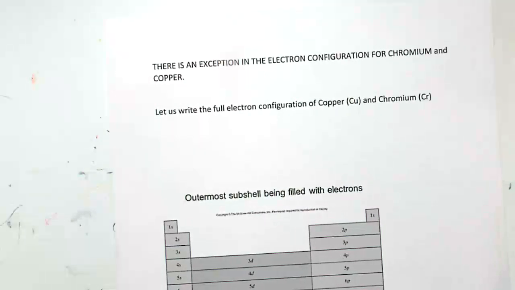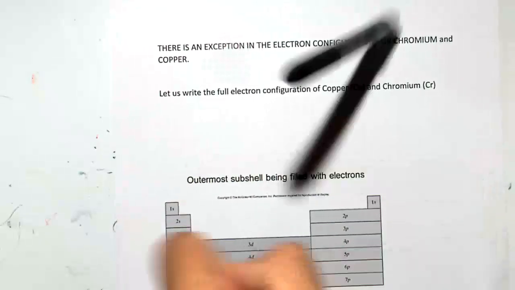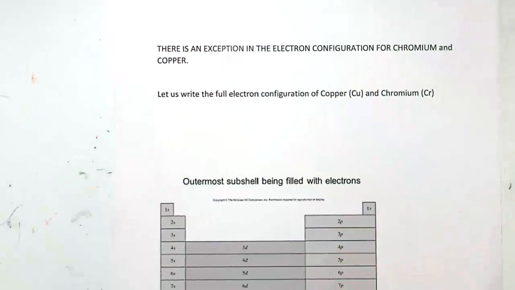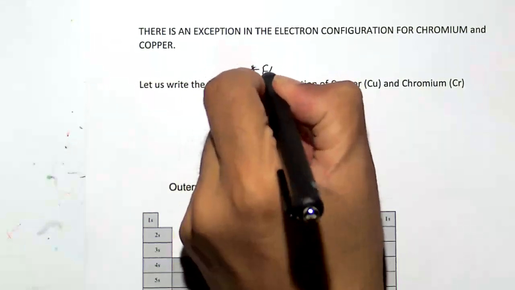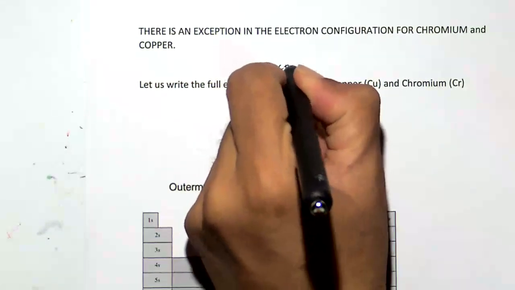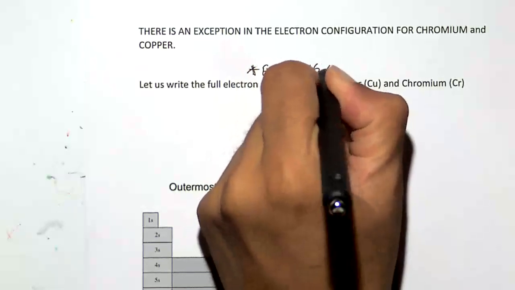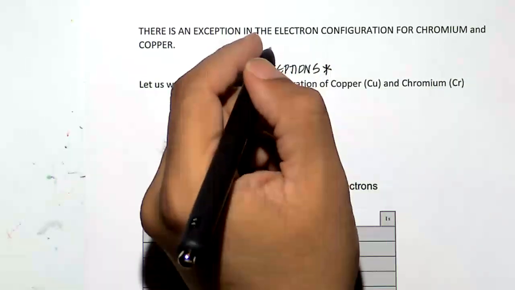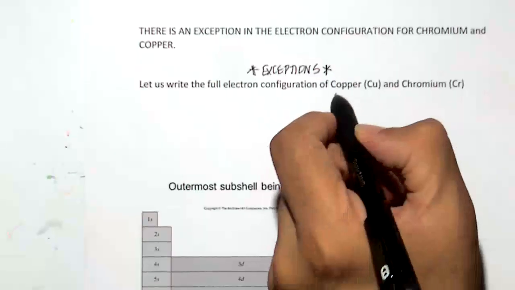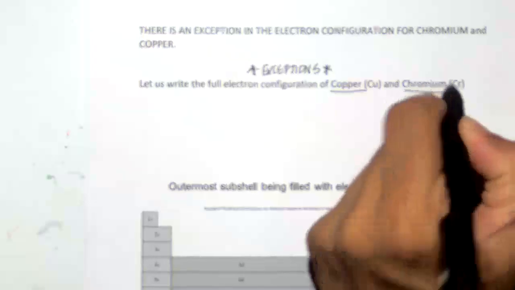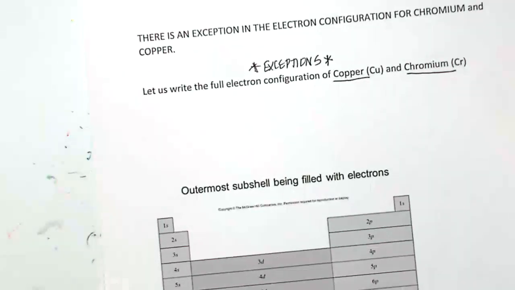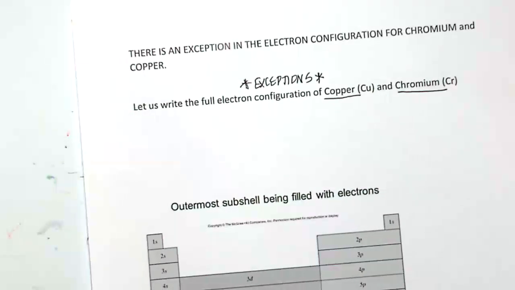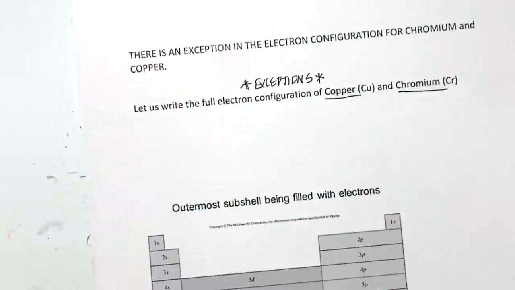So, some exceptions to the rule. Everything is so nice, everything is so fine, until we get to copper, until we get to chromium. Let's figure out what's wrong with that. On the exam, I want you guys to know this.